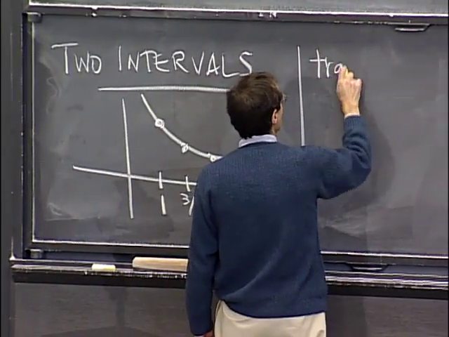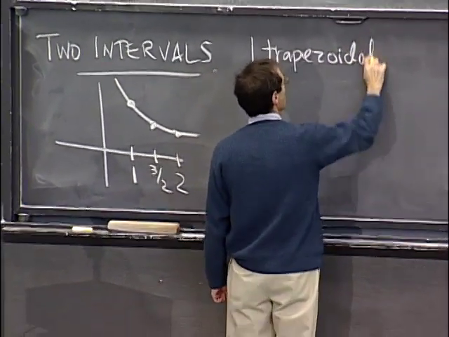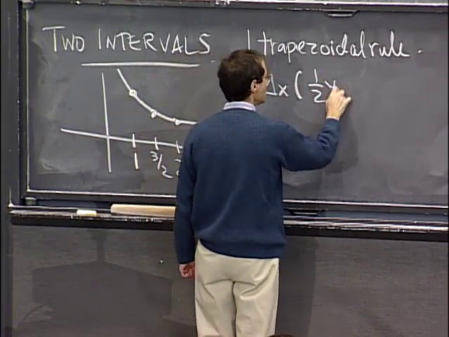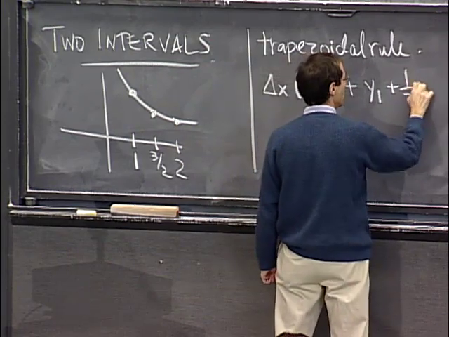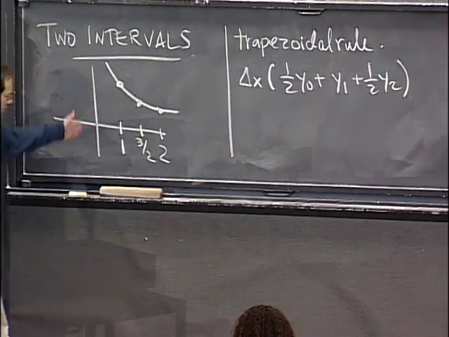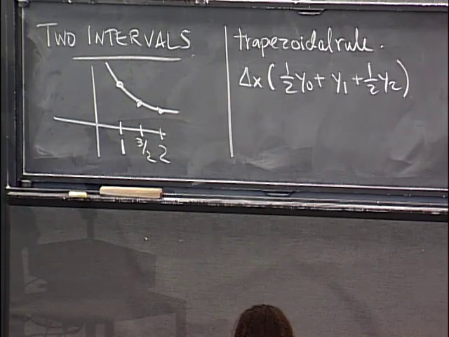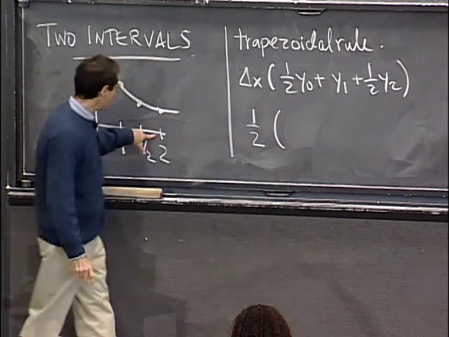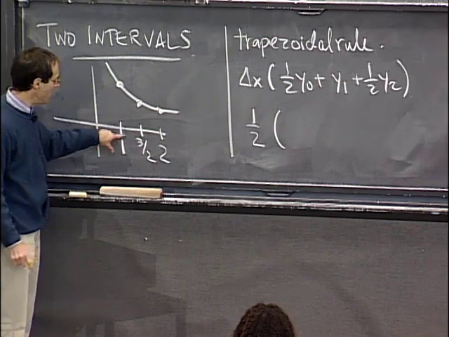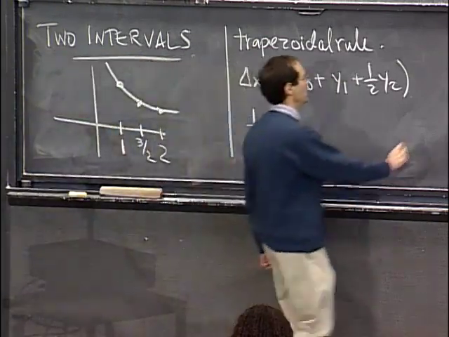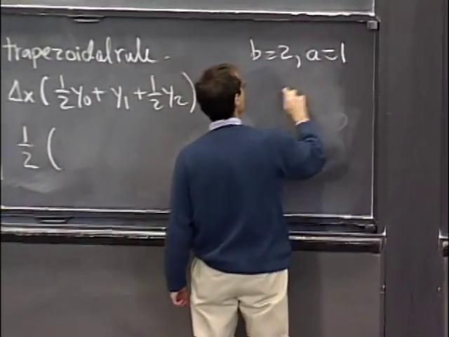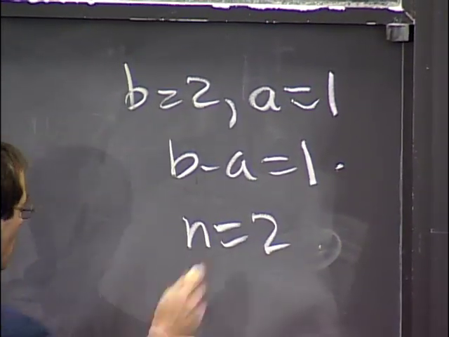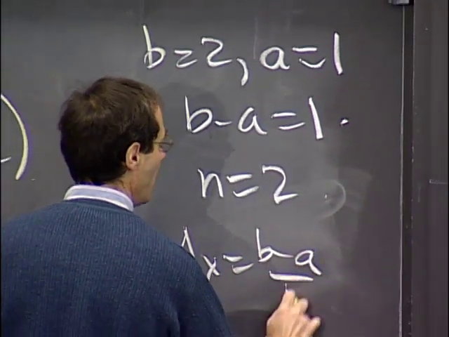Now, the trapezoidal rule is the following formula. It's delta x times 1/2 the first value plus the second value plus 1/2 the third value. The pattern is 1/2, 1, 1, 1, 1, 1, 1/2. In this case, delta x is 1/2 because this interval is of length 1, the b minus a. Here, b is equal to 2, a is equal to 1, b minus a is equal to 1, and the number n is 2. And so delta x, which is b minus a over n, is 1/2.